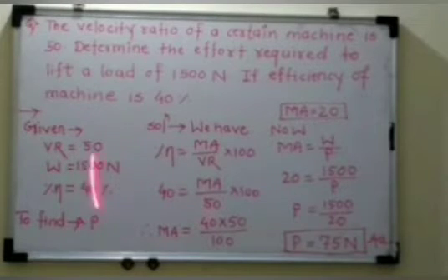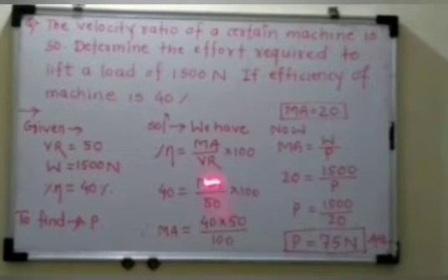You just read the numerical line by line, word by word. In the first line they have given us the velocity ratio. The velocity ratio of a certain machine is 50. So VR is equal to 50. Then determine the effort required. That means we have to calculate effort, that is P. Then, required to lift a load of 1500 newtons. So load is equal to 1500, if the efficiency of the machine is 40%. So efficiency is 40%.